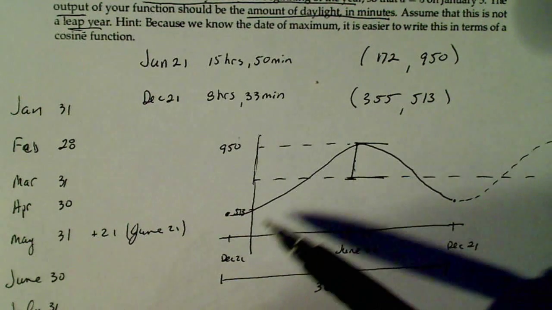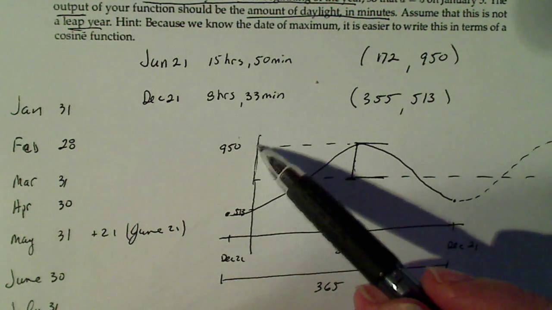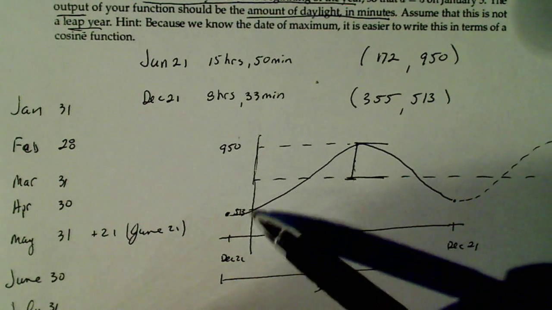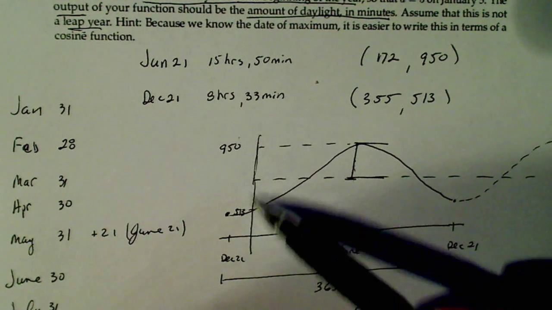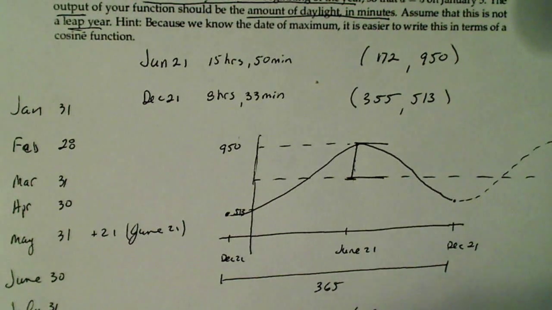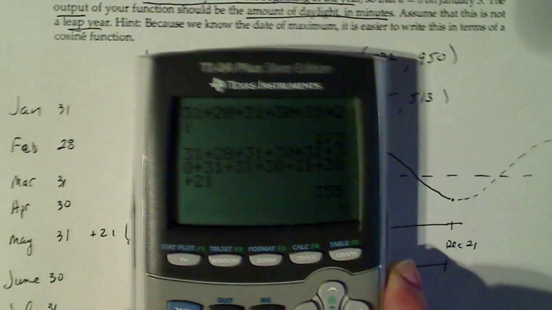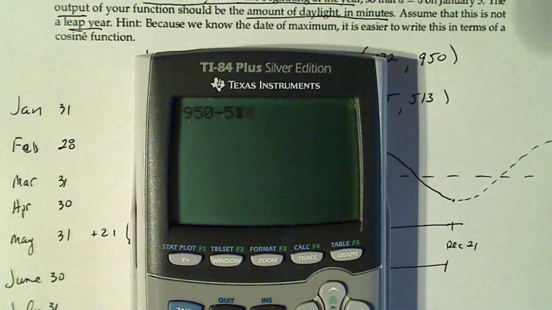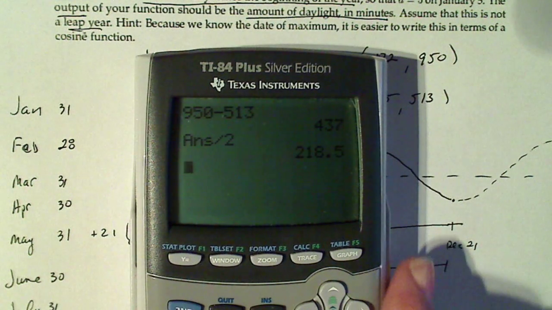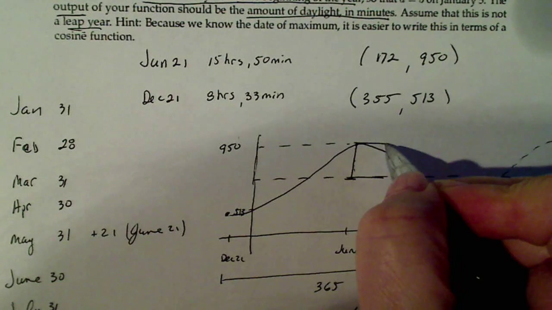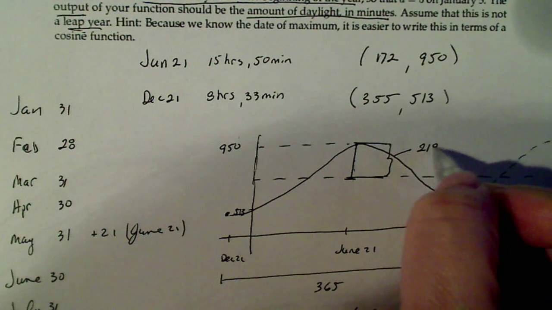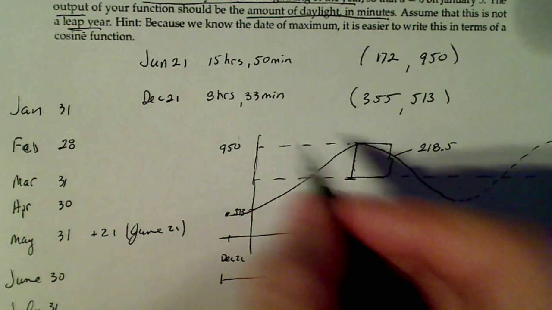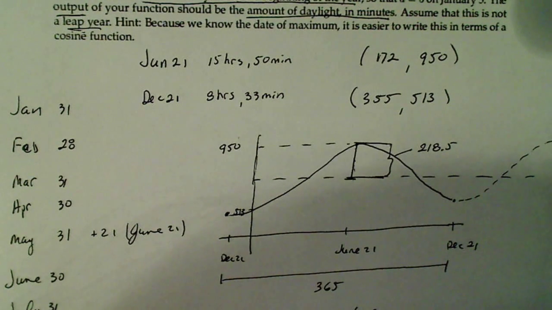So how do I get that? Well, I can get the whole distance by taking 950 minus 513. Then I have to divide by 2 to get the half. That's the number I want. So 950 minus 513 gives me 437. And I divide it by 2 to get the amplitude, 218.5. So this distance here is 218.5.